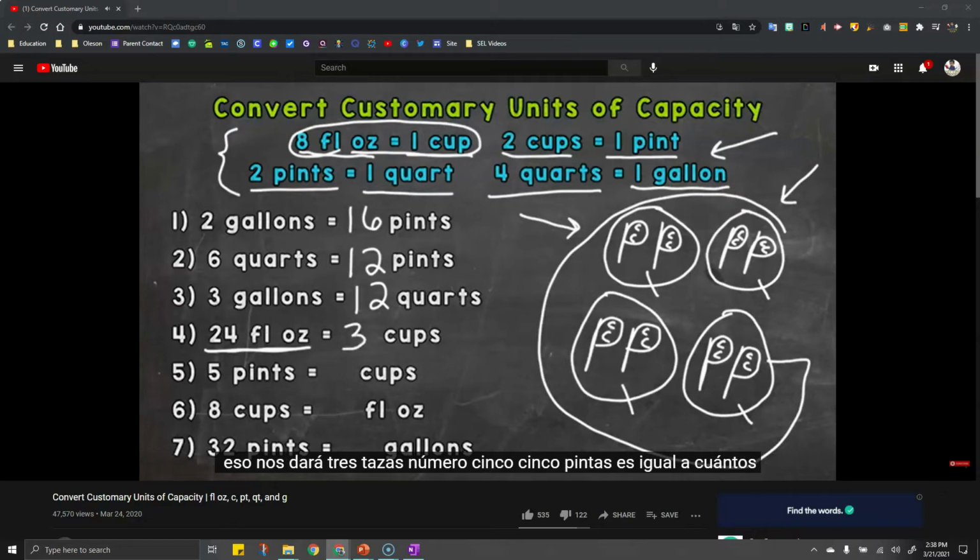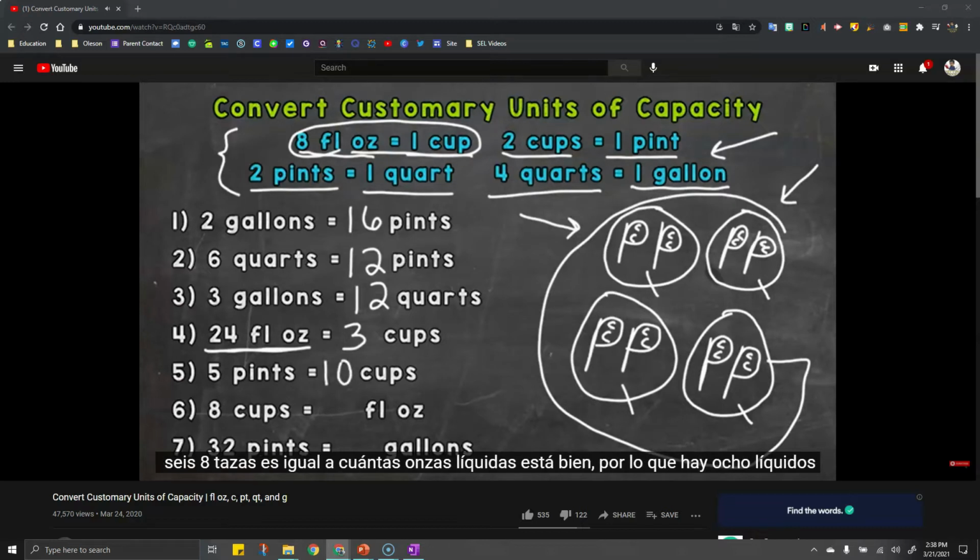Number 5. 5 pints equals how many cups? So let's take a look. There are 2 cups in 1 pint, so we need to find out how many in 5, so we could do 5 times 2. That gives us 10 cups.